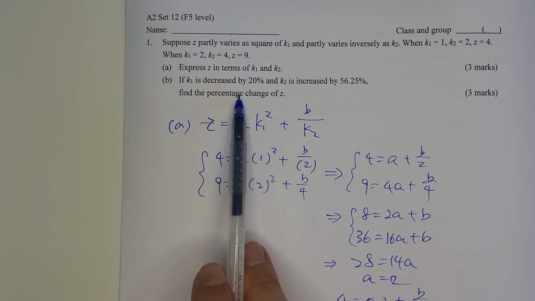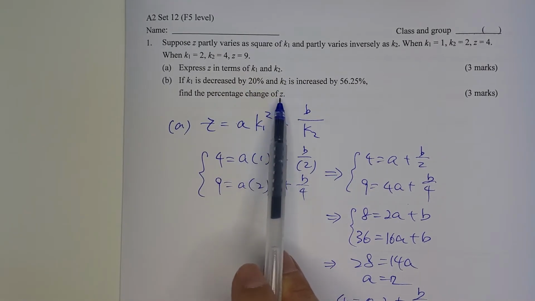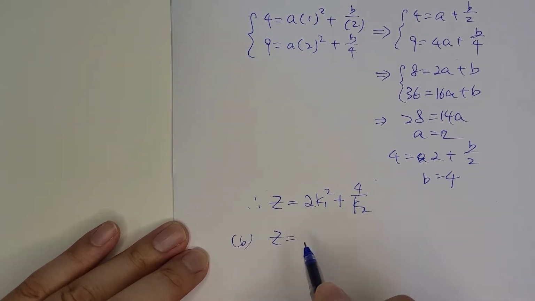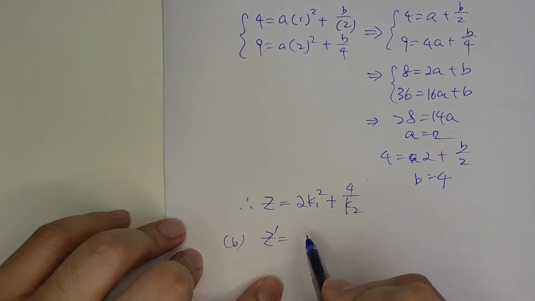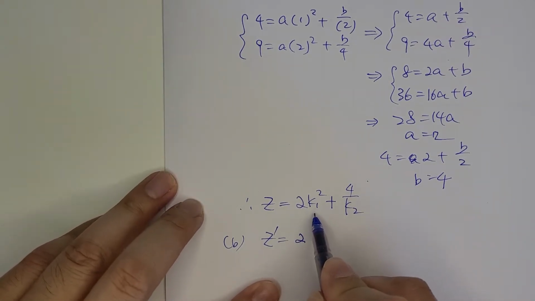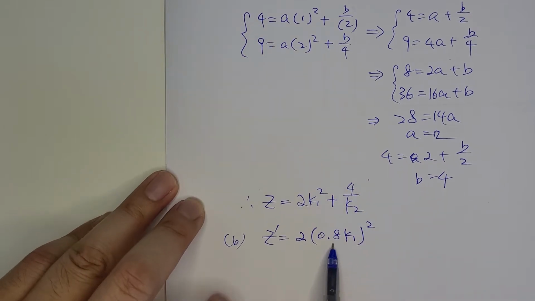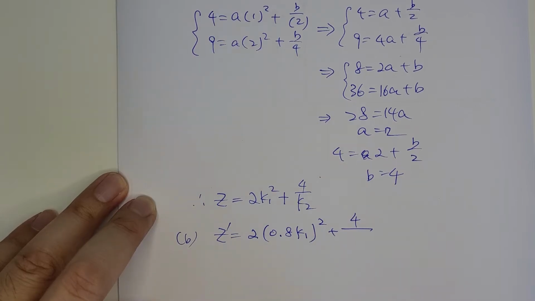Now look at part B. If k1 is decreased by 20% and k2 is increased by 56.25%, find the percentage change of z. So let's see what happens. Let z prime be the new value of z. And how does it come out? The original k1 is decreased by 20%, so it has become 0.8 times k1. Okay, this means decreased by 20%. And k2 is increased by 56.25%, so 1.5625 k2. That's the new k2.